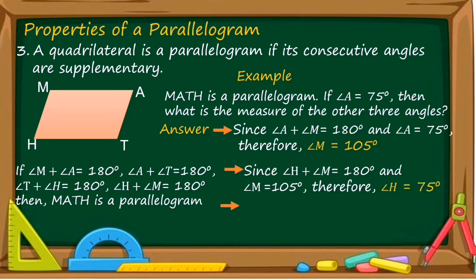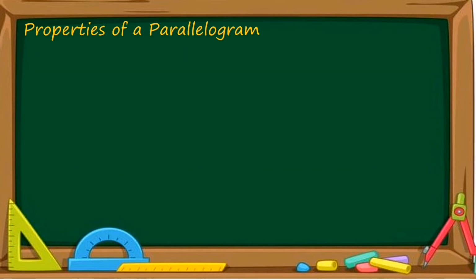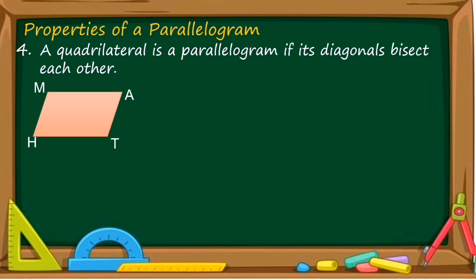Then the last angle, since angle T plus angle H is equal to 180 degrees and angle H is equal to 75 degrees, therefore, angle T is equal to 105 degrees. Fourth property, a quadrilateral is a parallelogram if its diagonals bisect each other. Let us use the same figure, quadrilateral MATH.